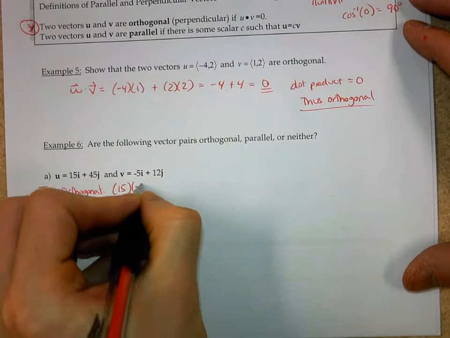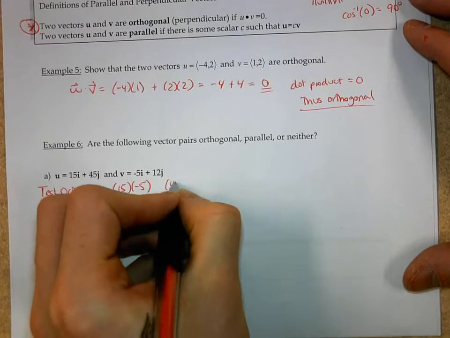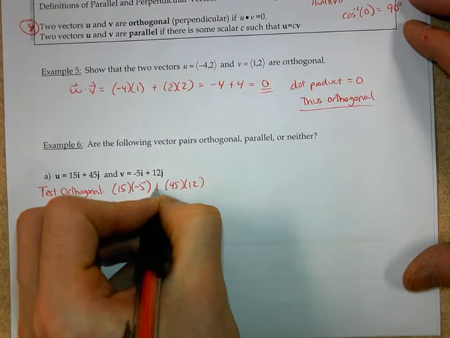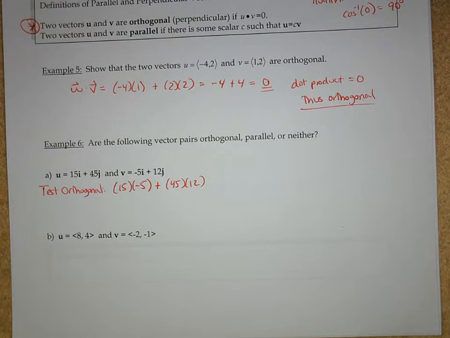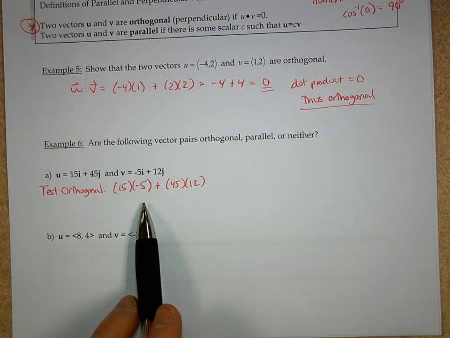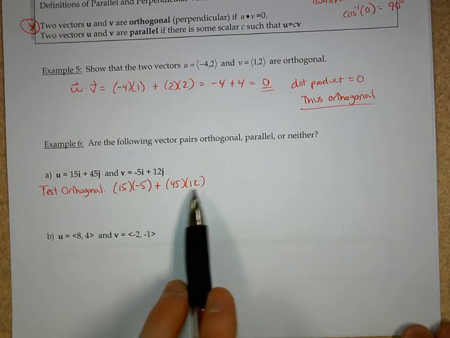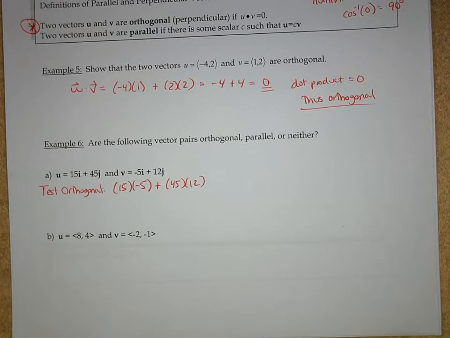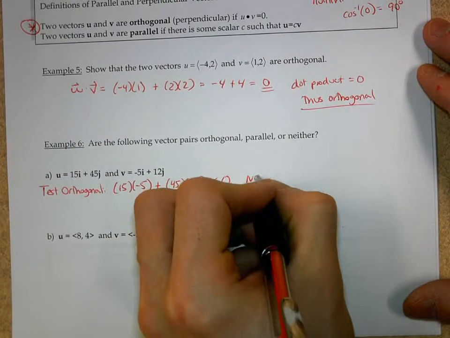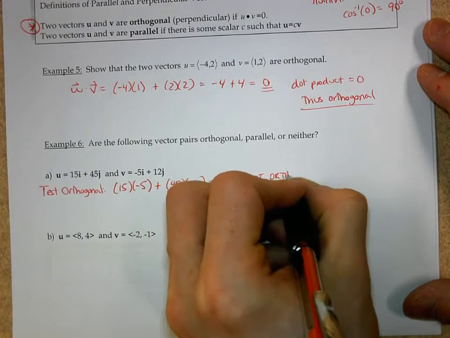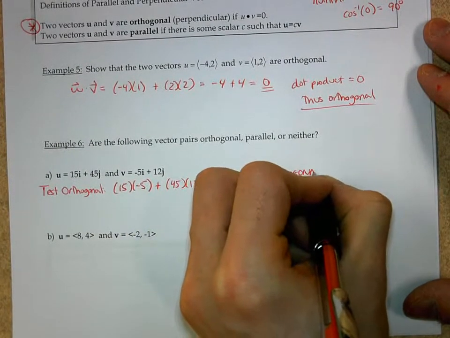So let's do a test for orthogonal. So I do my dot product, multiply the x's, multiply the y's, and then add the results. Well, I can see right here 15 times negative 5 is negative 75. 45 times 12 is not positive 75. So this is not going to be equal to 0. So we know it's not orthogonal.